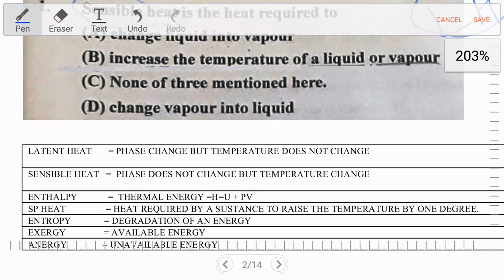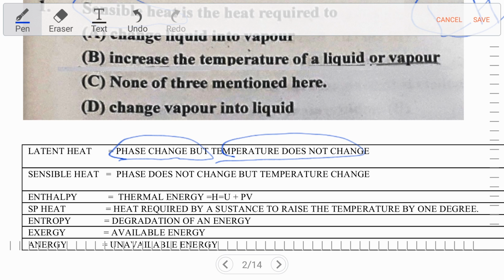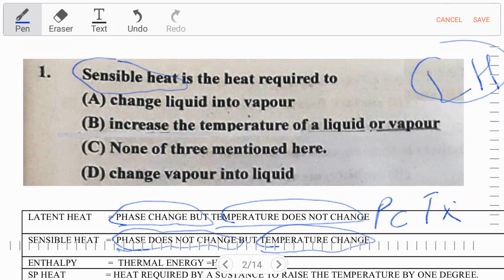So let's see. Latent heat means phase change but temperature does not change. Remember, phase change but temperature does not change. In sensible heat, phase does not change but temperature will change. So over here our option B is suitable, because sensible heat is the heat required to increase the temperature of liquid or vapor.